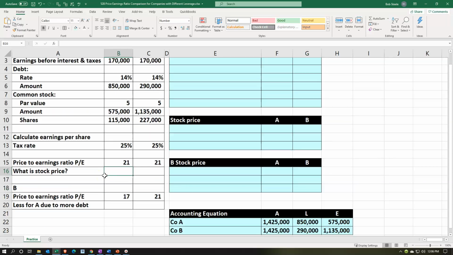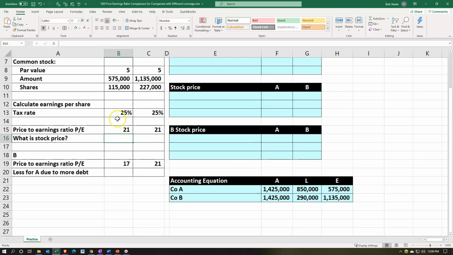That then gives us the debt and the equity. We also have to calculate the earnings per share. We have the tax rate of 25% for each. Then the price to earnings ratio: we're going to start off with two scenarios. We'll start off with the same price to earnings ratio, the PE ratio, to calculate the market price. And then we'll think about a scenario where they're going to be different.